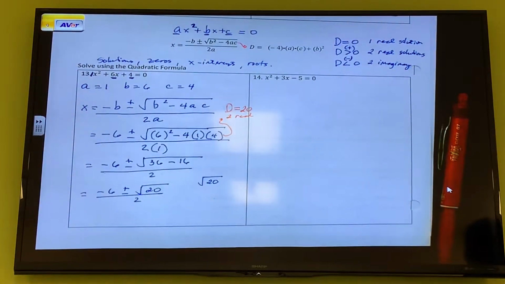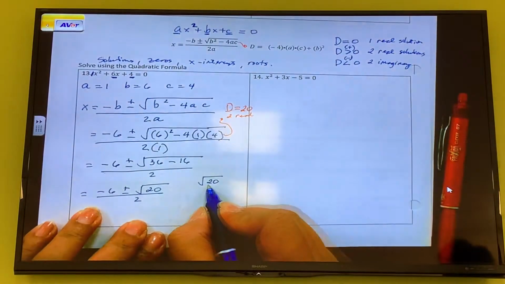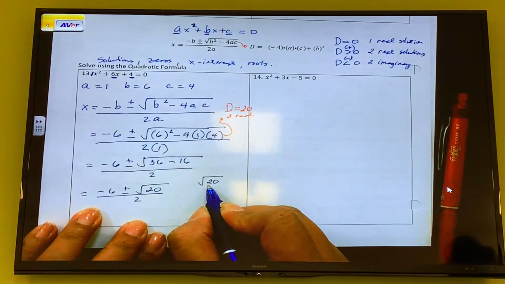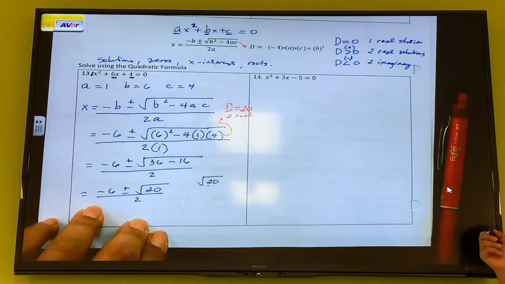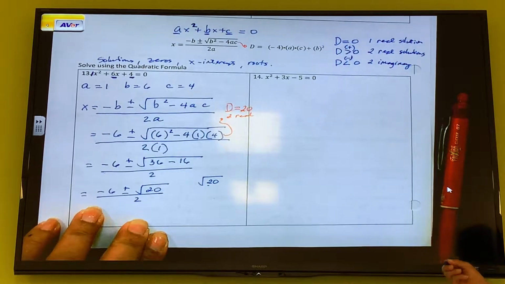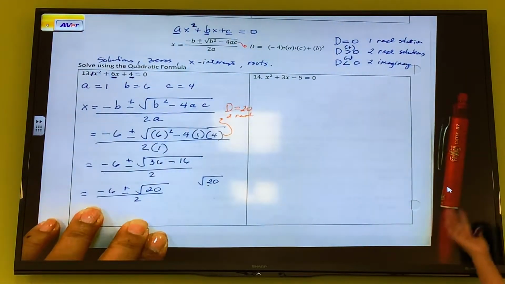You need to find the numbers that you can divide 20 by that will give a perfect square root. In other words, when you take the square root, it will give you a perfect answer. So it cannot be 2 and 10 because none of them are perfect squares. So it has to be 4 times 5.